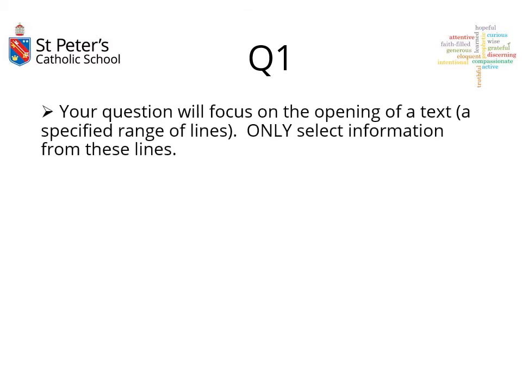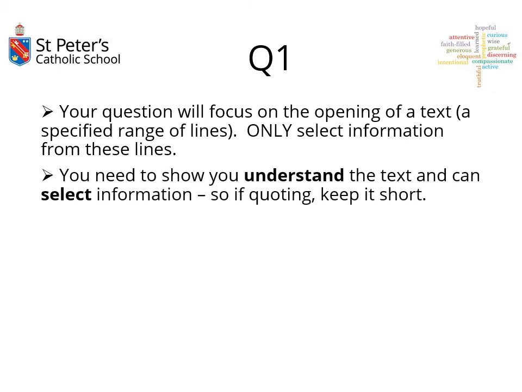Question 1 is your list 4 things question. So your question will focus on the opening of the text and you'll be given a specific number of lines. The main reason people drop a mark on this section is that they don't answer from the lines that they have been given. So the most important thing is making sure that you're really clear on that. I always say take a highlighter into this exam and identify the different sections you have to write about for different questions.